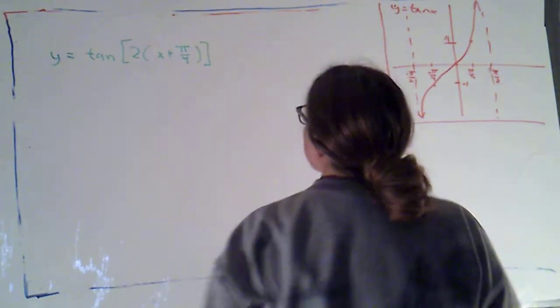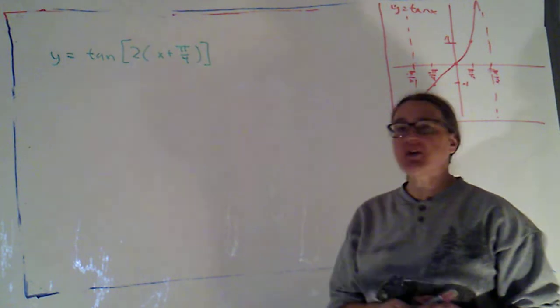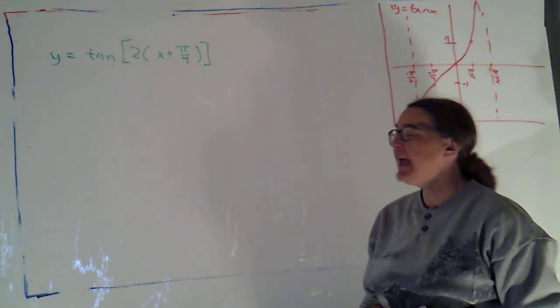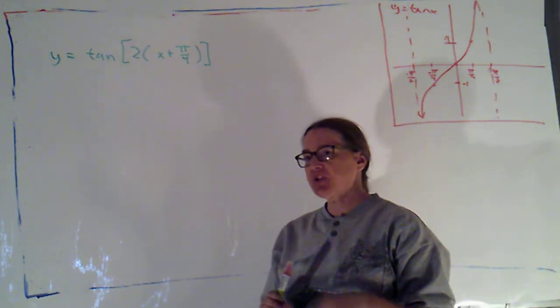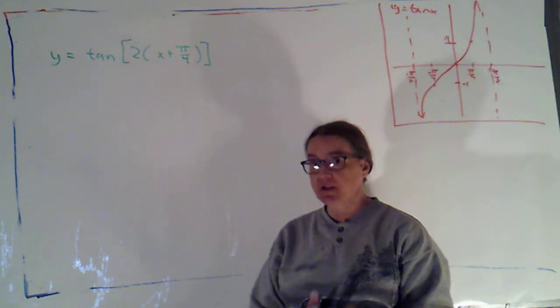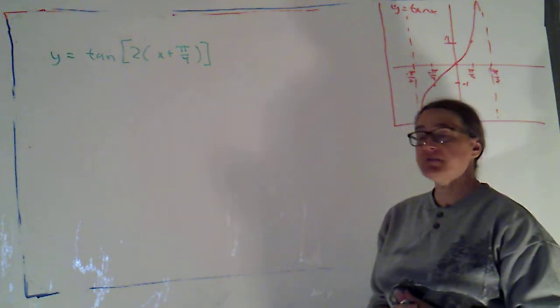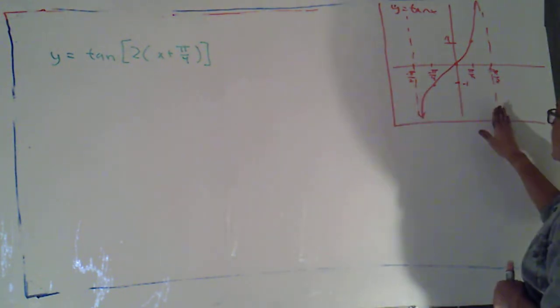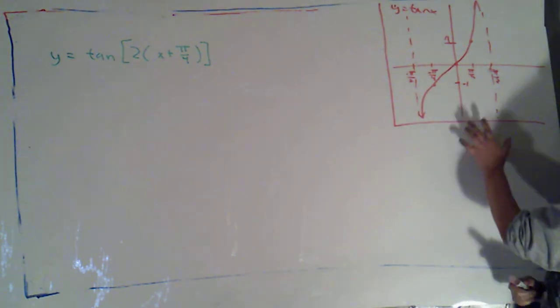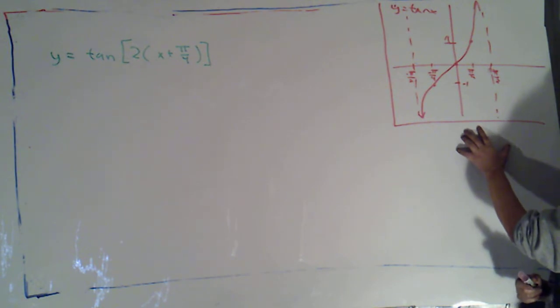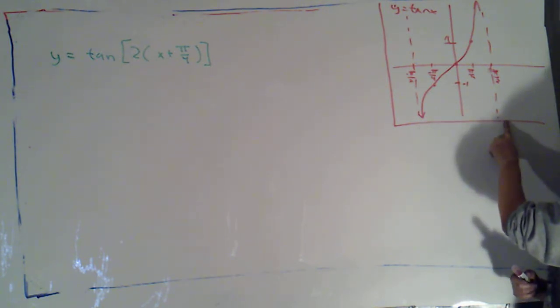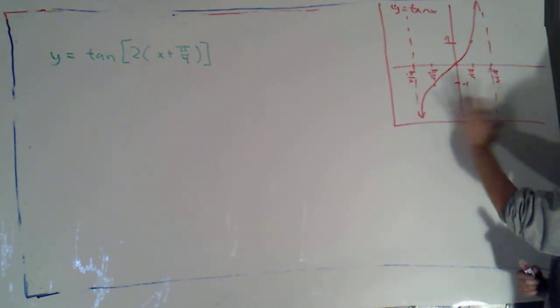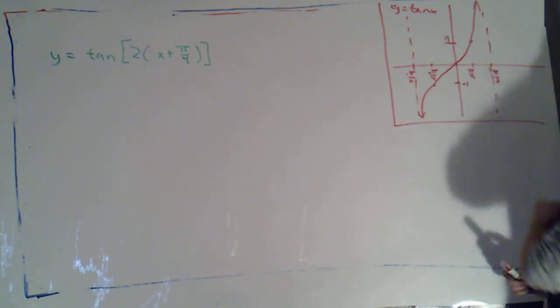Okay, so in this video we're taking a look at a transformation of the tangent graph, and a lot of what we learned about the transformations of sine and cosine are going to apply to transformations of tangent. We're just going to modify things a little bit. Now over here in the right hand corner of the screen, I just graphed one period of tangent going from negative pi over 2 to pi over 2. I'm going to use that to remember this is the thing that I'm transforming.